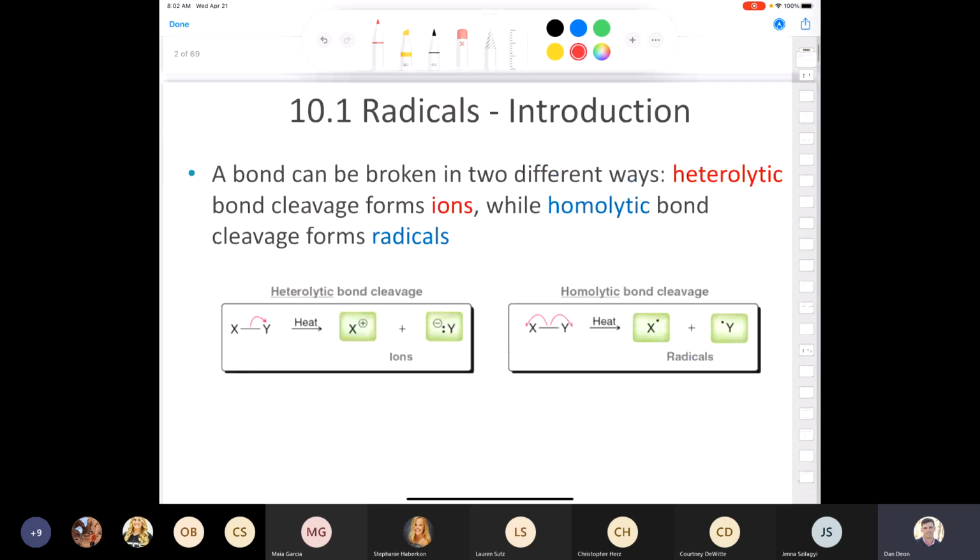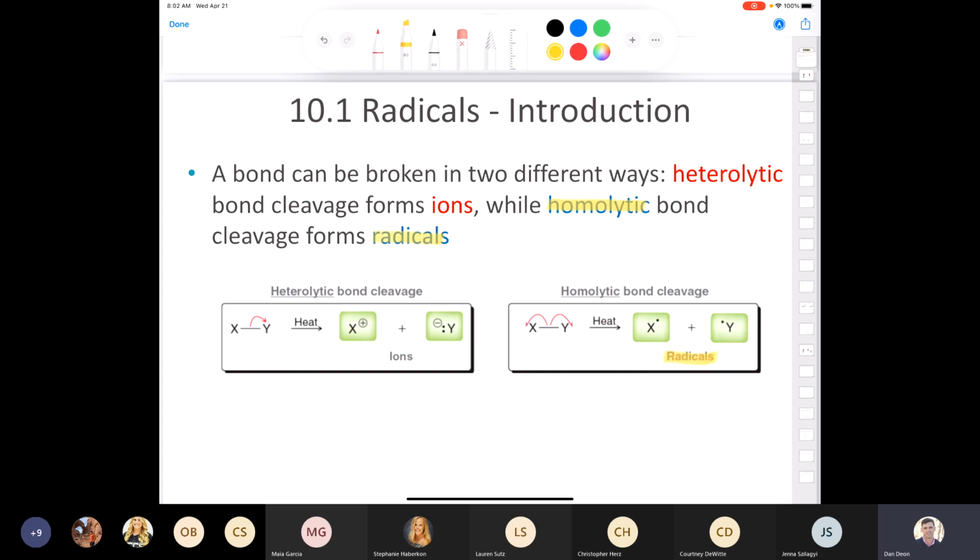All right, a bond can be broken in a couple of different ways. We can break bonds heterolytically, and that's when we break them to form ions. An example shown here: if we break the bond between X and Y, we form a cation and an anion. That is heterolytic bond cleavage. However, homolytic bond cleavage is when we split the bond and give one electron to each atom in order to form a pair of radicals.